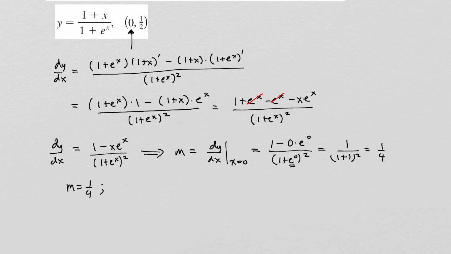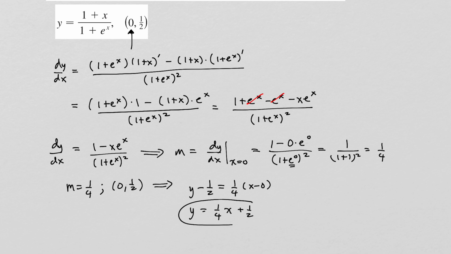The point of tangency is the point 0, 1/2. And so now if we apply this using the equation of a line and we solve for y, we should end up getting y equals 1/4 x plus 1/2. And this concludes this lesson.